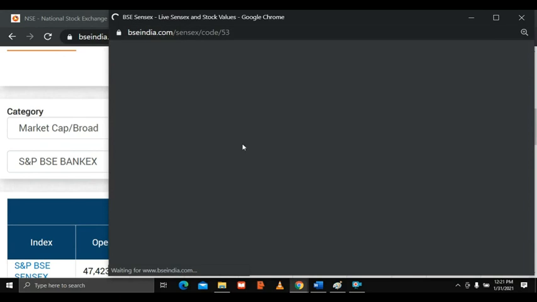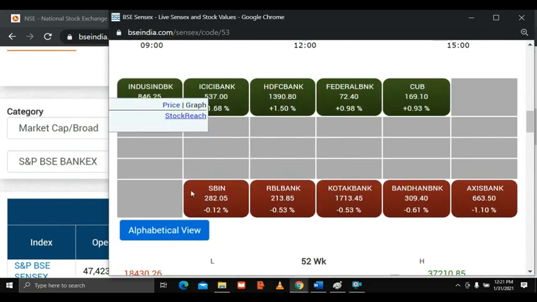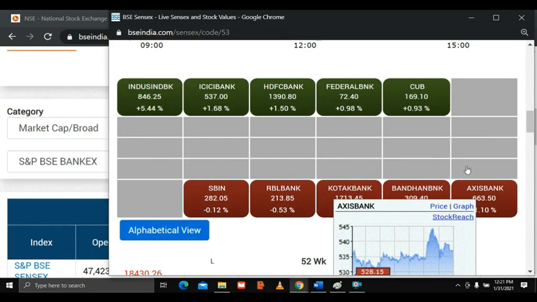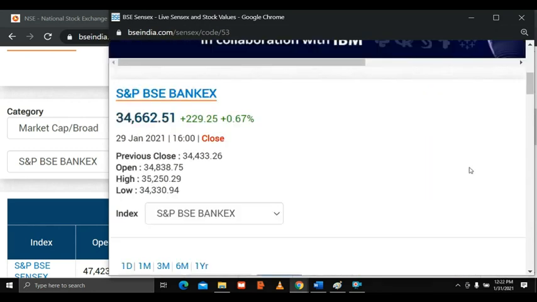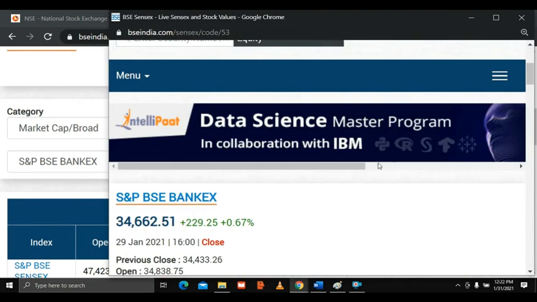Let me take a bank. That means all the bank stocks will be in this index. Look at that, almost all the bank stocks. Different stocks that are top performers also will be put here in this index. So look, this is also an index.